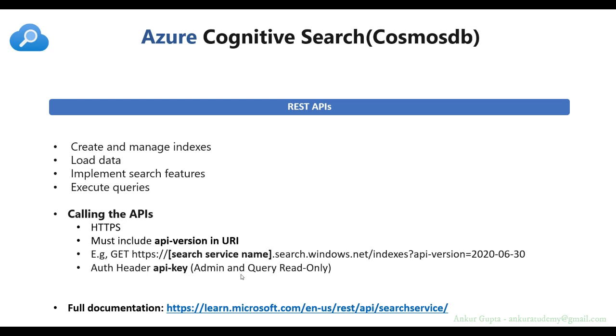Now there are two types of API keys. The first one is the admin key, which you would generally use to create and manage your indexes, to do the management operations. And then a read-only query key that is not created by default, but you can always go back to your portal and create a query key for yourself. This is read-only. Now there's a link to our REST API documentation provided by Cognitive Search, so you can always refer to the documentation to get more details.